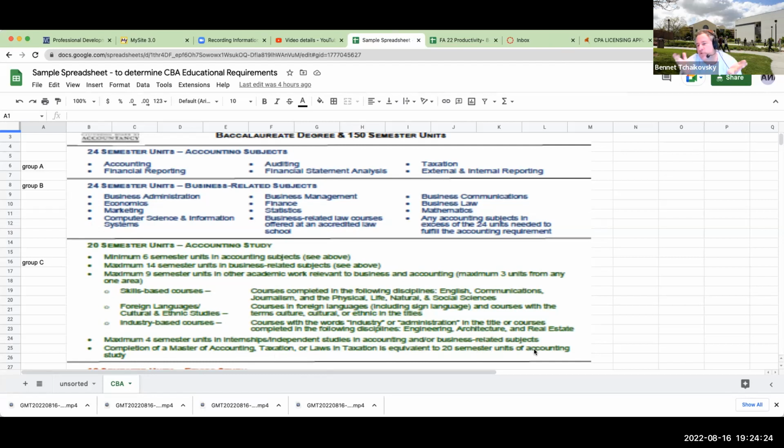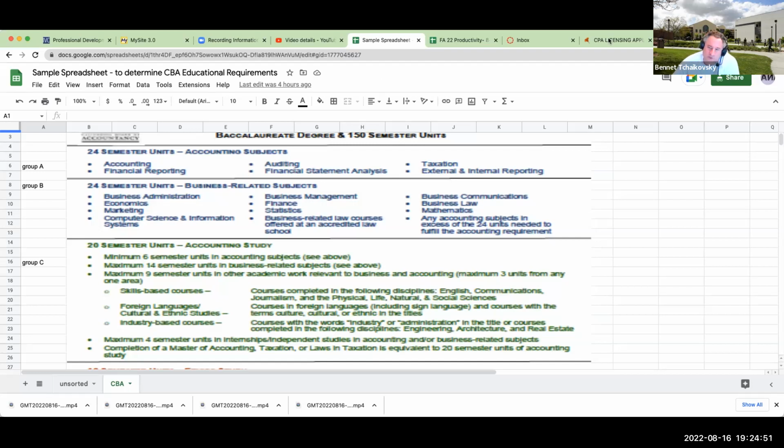Now, where the Board of Accountancy throws me off is that you can't double count units, because if I take financial accounting, it can't count for both here and for accounting study. What the Board of Accountancy will do, and I've been told by reviewers that they will, is say if I had 25 units up here, they would let one unit drip down to here to count towards that.